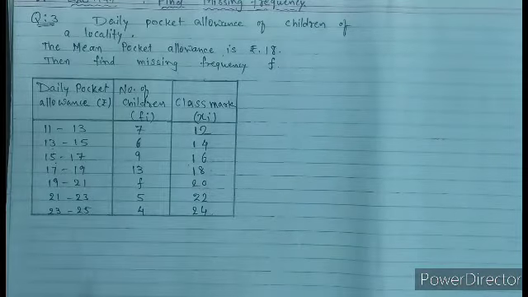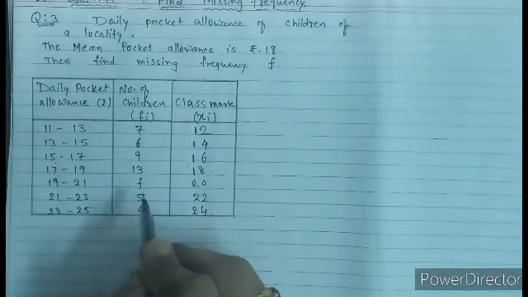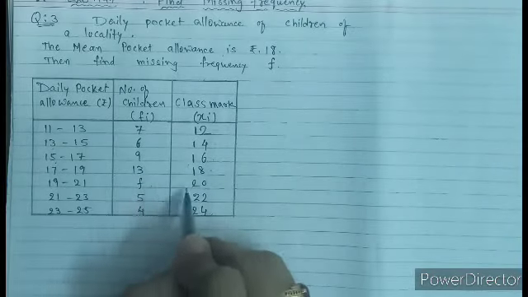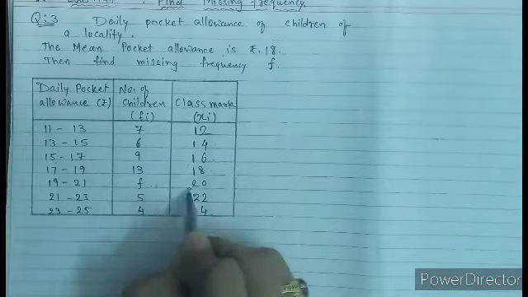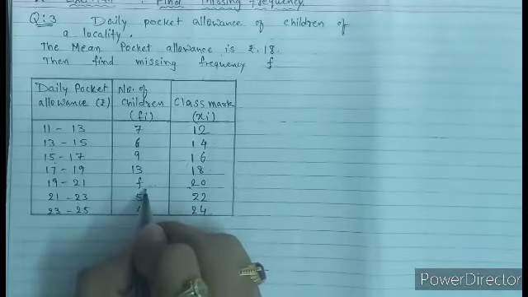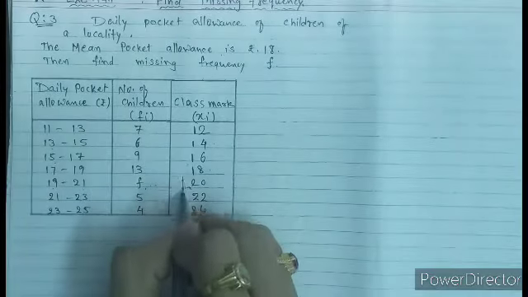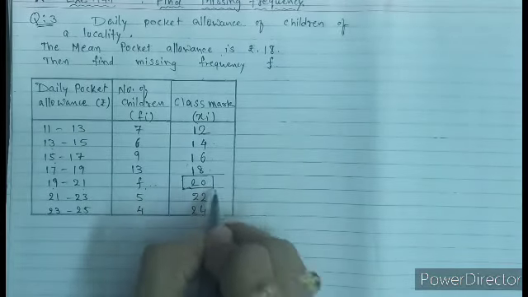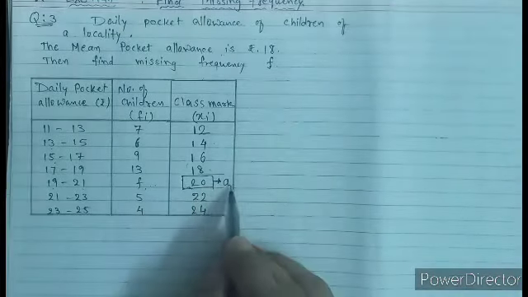But here you have to be very careful: when you have a missing frequency and you have to assume a mean, then you have to assume as a the value xi which is in front of f, or we can say the xi corresponding to f should be assumed as the assumed mean. Here f is given in the class 19 to 21 and its xi is 20. So here we will assume 20 as a. So in this case a is our assumed mean.